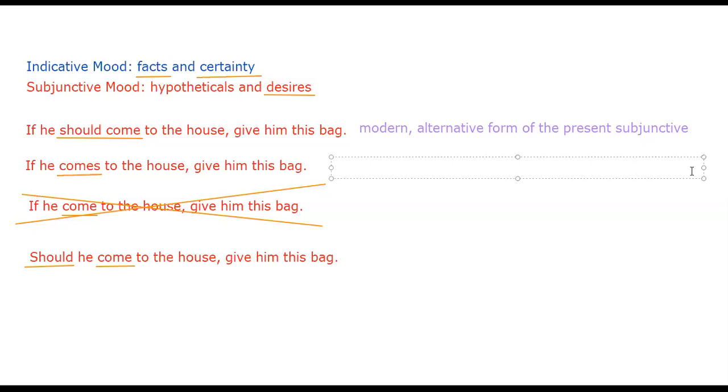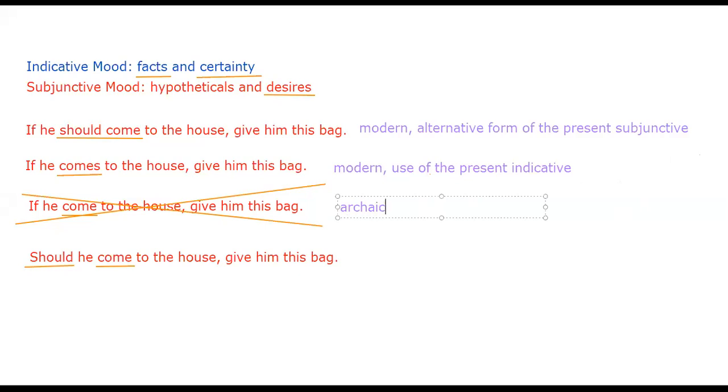This one is modern, and it uses the indicative instead of the present subjunctive, or the alternative form. This one is archaic. So I'm not going to say that it's completely wrong. It's just that nowadays it's wrong, but the standard back then would have allowed this. So this is, if he come to the house, this is archaic, and it uses the pure present subjunctive.